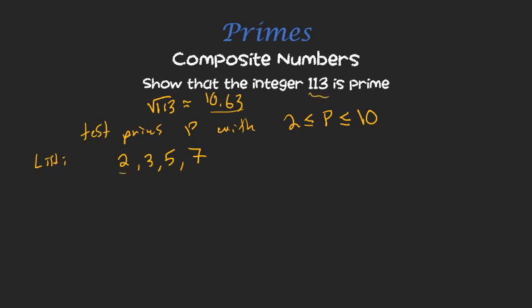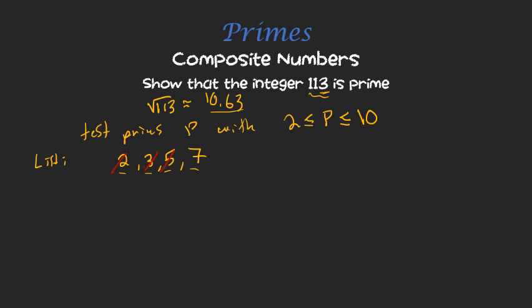So if none of these divide it, then it's prime. And if one of them does, then it's composite. So let's test this. 113 is not divisible by 2 because its last digit is odd. So we can rule that one out. How about 3? Well, I'll do a digit sum. 3 plus 1 is 4, plus 1 is 5, which is not divisible by 3. So 113 is not divisible by 3. 113 is not divisible by 5 because the last digit is not a 5 or a 0. So we can get rid of that. And is it divisible by 7?